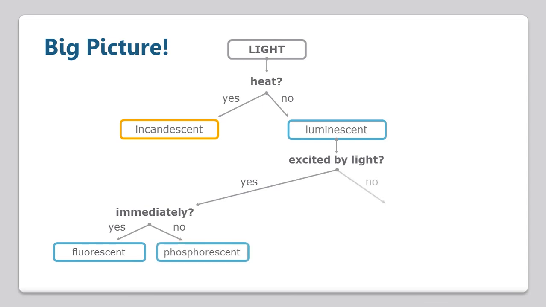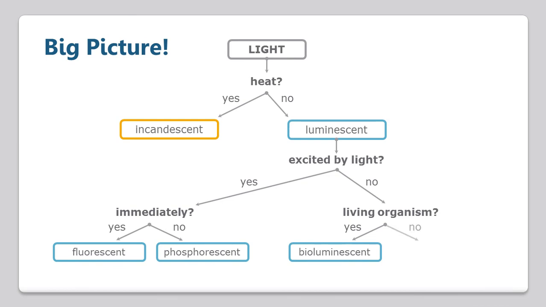If the object is not excited by light, then we ask, is it produced by a living organism? If yes, then the organism is bioluminescent. If no, then the object is chemiluminescent.